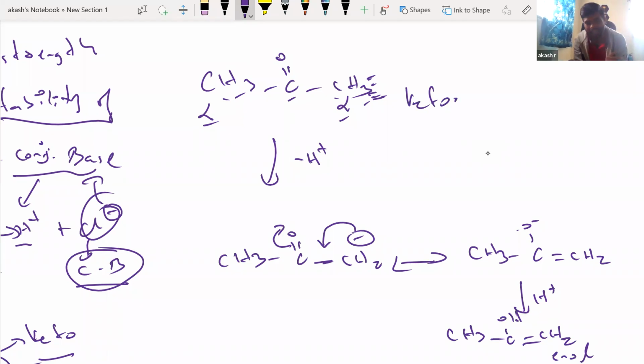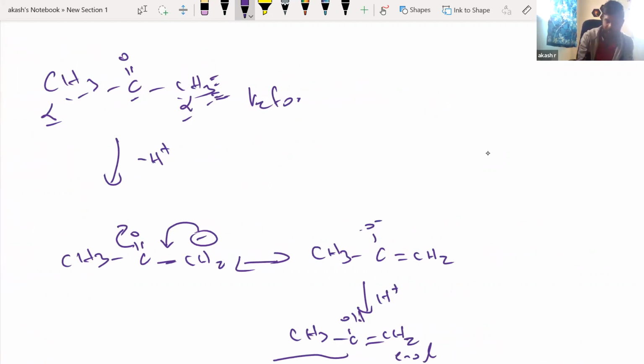Right? So again, same exact thing I did. Remove the alpha hydrogen, make the conjugate base, draw the resonance structure, and you add the H plus back again to the O this time. So it is going to become an enol. Very, very simple. Right? Now, if I give you one structure, will you be able to write?